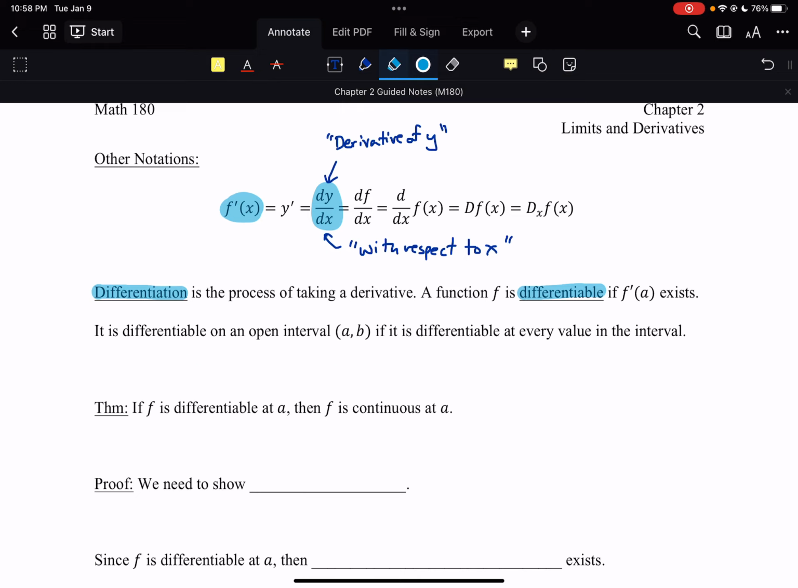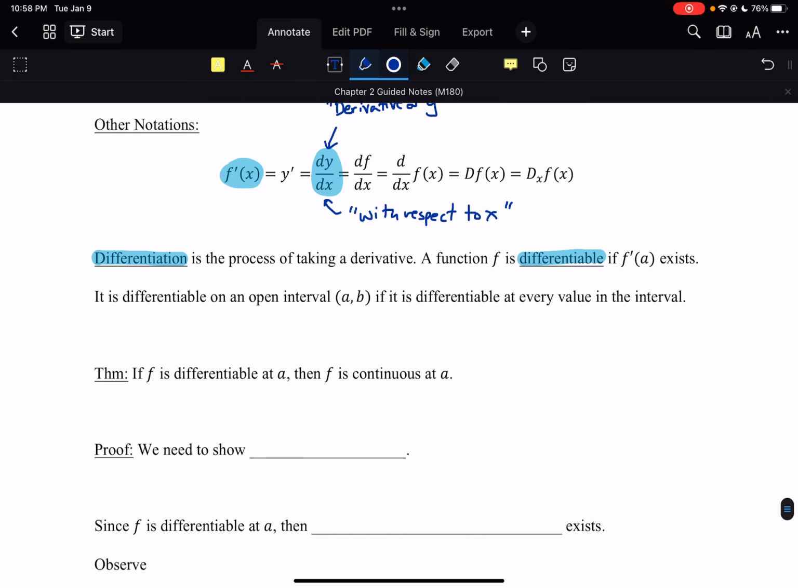Differentiability and continuity are actually related to each other. It turns out that if f is differentiable at a, then f is continuous at a. So this is something that draws a direct line between differentiability and continuity. We can actually prove this using similar techniques that we've seen so far in this chapter.